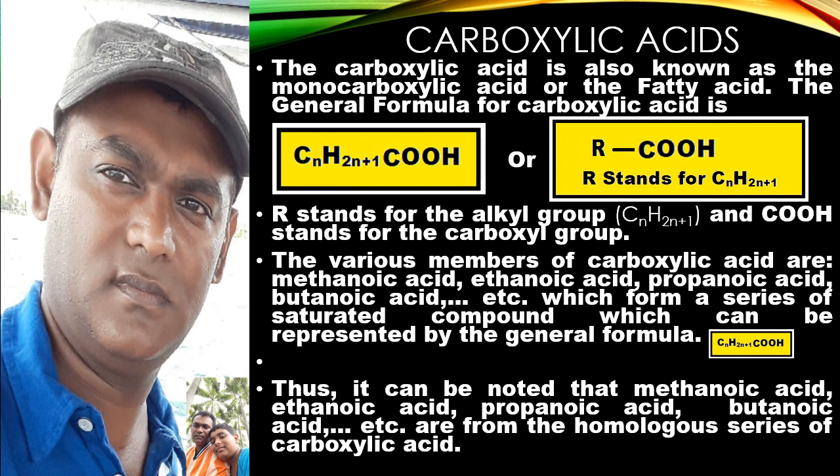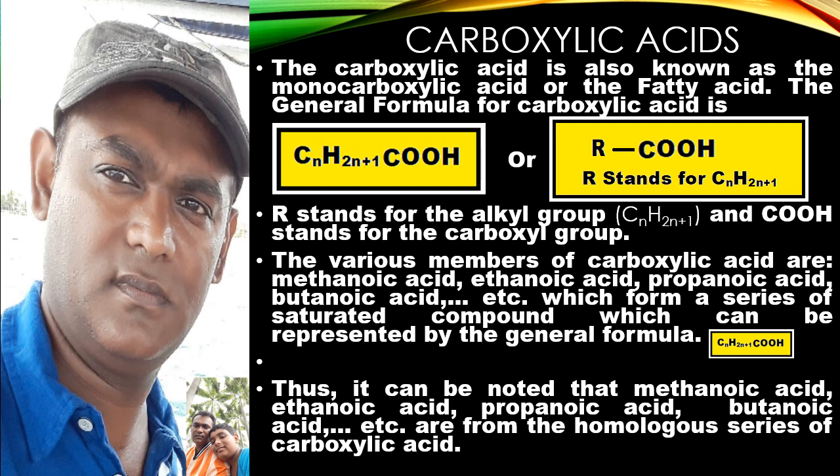The carboxylic acid is also known as the monocarboxylic acid or the fatty acid. Why monocarboxylic acid? Because it contains only one COOH group. The general formula for carboxylic acid is CnH2n+1COOH, or it can be represented by RCOOH. The R stands for the alkyl group CnH2n+1, and the COOH group stands for the carboxyl group.